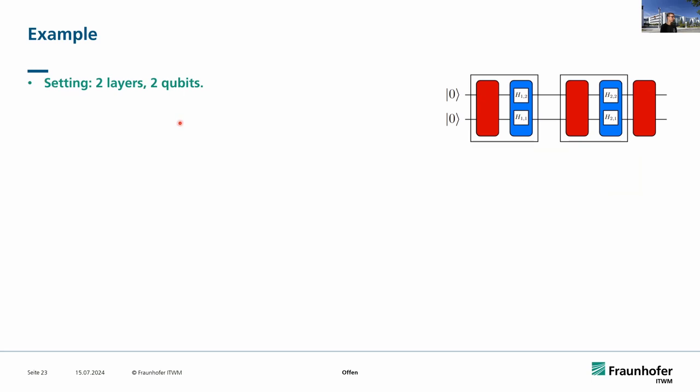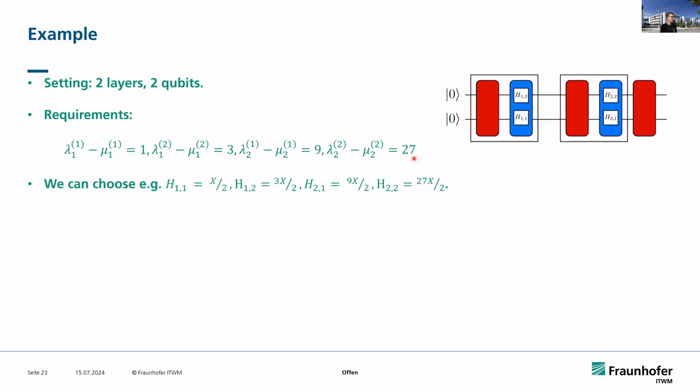Again, let us make an example. Because we now allow different data encoding layers, let's say we only have 2 layers and 2 qubits. So we have 4 sub-generators we have to specify. The requirements from the theorem are now: the first difference should be 1, the second difference should be 3, the third difference should be 9, and the last should be 27. And again, now I have to find some operators with the property that the differences of their eigenvalues are these numbers. And now I choose, for convenience, X/2, 3 times X/2, 9 times X/2, and 27 times X/2. Again, you can compute the difference set, and that is just -1, 0, 1.